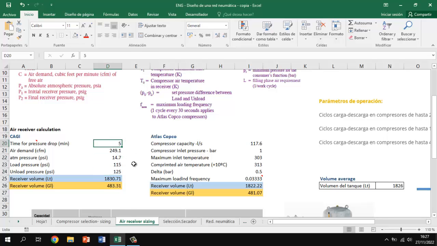Now let's explain the time for pressure drop. What does it mean? It means that your compressor is gonna work, charging, loading until 125, and then it will stop. The demand is gonna continue, and then the pressure drops until 115, and this triggers the ignition again. So it starts again, and it's a cycle.